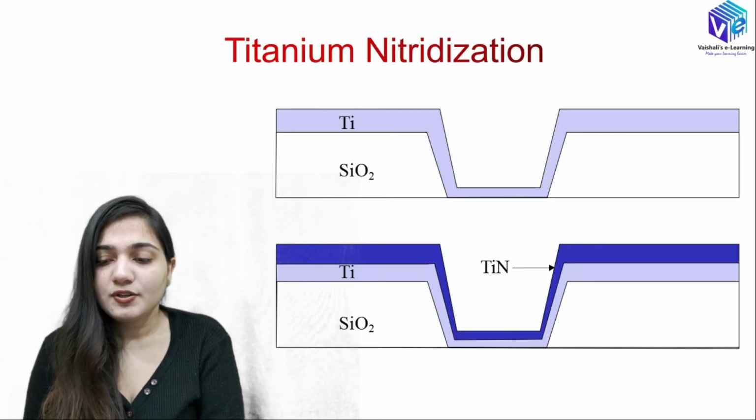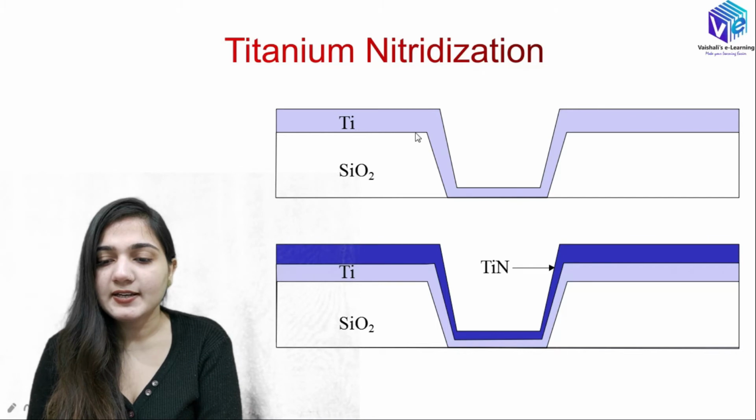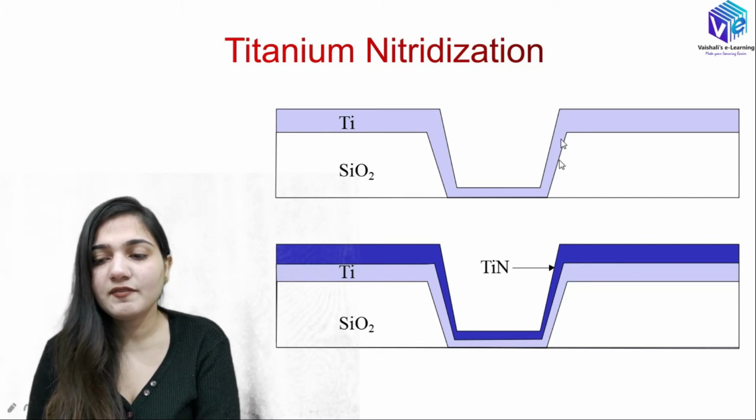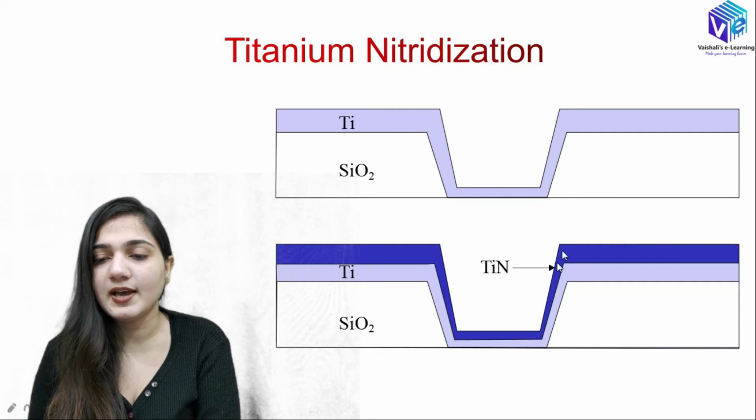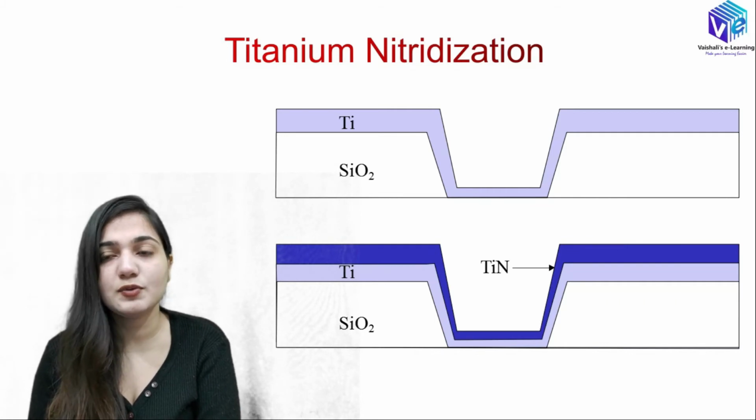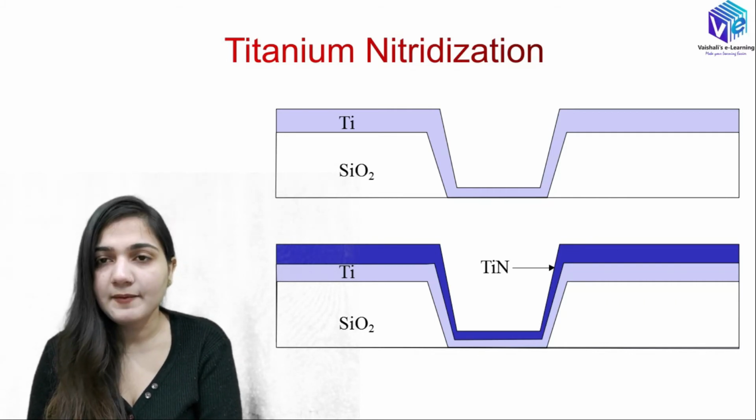So you can see here we have the titanium layer, and in the metallization we will be discussing what the requirement is of having this titanium nitride layer. Above the titanium I will have this titanium nitride layer with the help of this CVD process, which occurs at a high temperature with the help of rapid thermal processing.